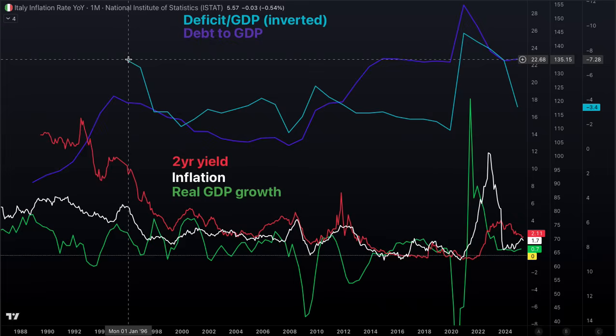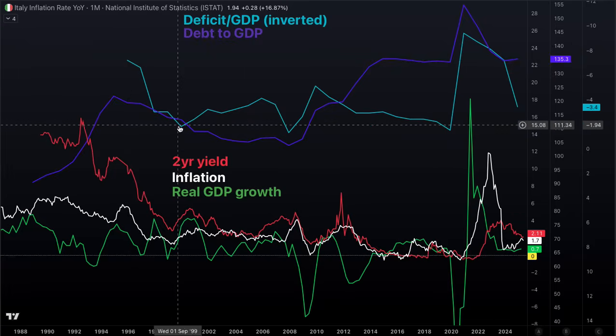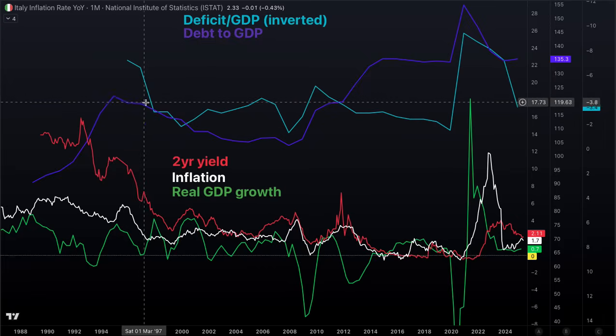And sure enough, that's what happened in 95. And we can see the deficit declined from a pretty insane 7% of GDP all the way down to a very modest, relatively healthy 1.8% budget deficit. Debt to GDP also declined.